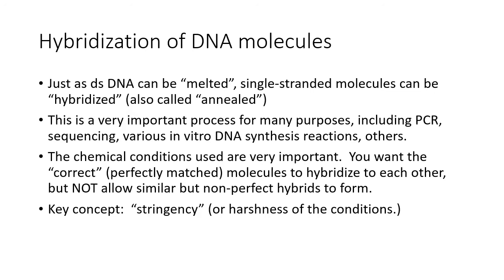You want the correct, perfectly matched molecules to hybridize, but you don't want the similar but non-perfect hybrids to form. You can imagine if you've got these DNA molecules floating around in solution, they might form some base pairs over short distances, but not be truly complementary to each other over their entire lengths. So you want to get things set up so that you get perfectly matched double-stranded hybrid molecules and not allow those other non-specific interactions to take over. The key concept here is going to be stringency, or harshness, and that stringency will dictate whether the imperfect molecules form and also whether the perfect molecules can still form.